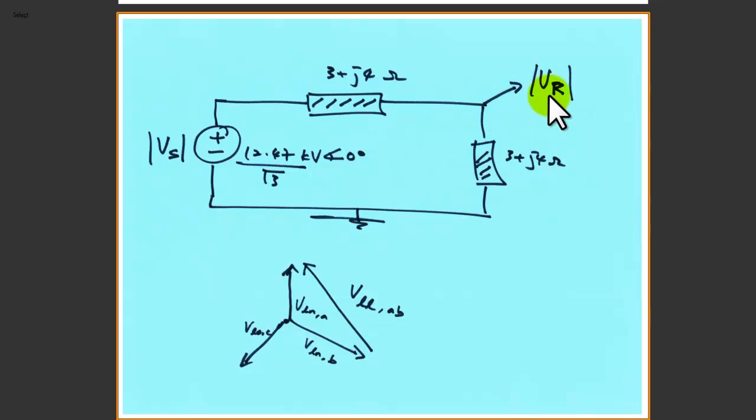To find the receiving voltage magnitude, you basically do this as a voltage divider, summing all the impedance information for the denominator, and the numerator will simply be 3 plus j4, and then multiply by the source voltage. That will give you the VR voltage magnitude with angle.